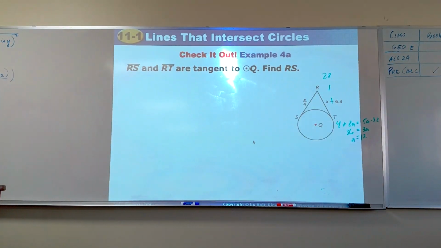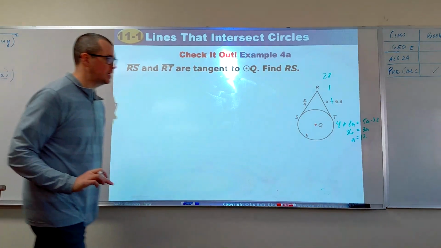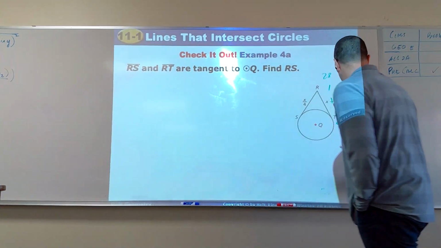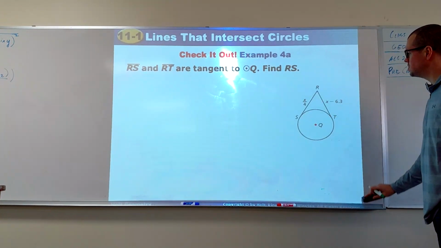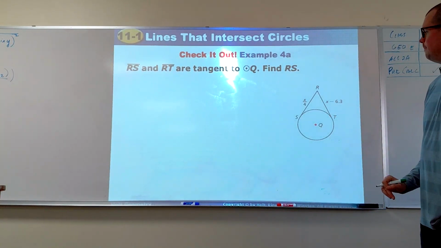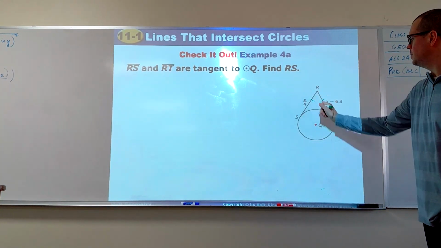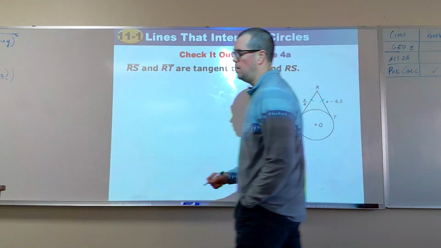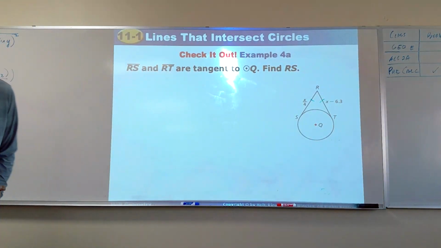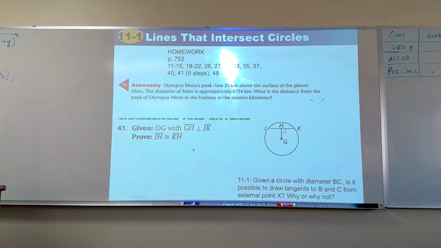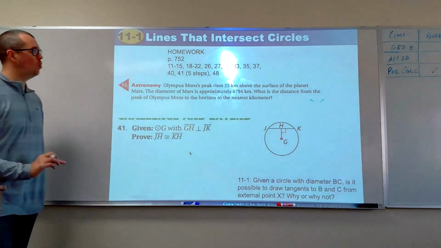Okay? Same thing here, you could set those equal, they're a tangent. I'm not going to go through another one. But you'd set them equal, solve for x, and then plug it back in, because they both come from the same tangent. All right? All right, that is it for 11.1.